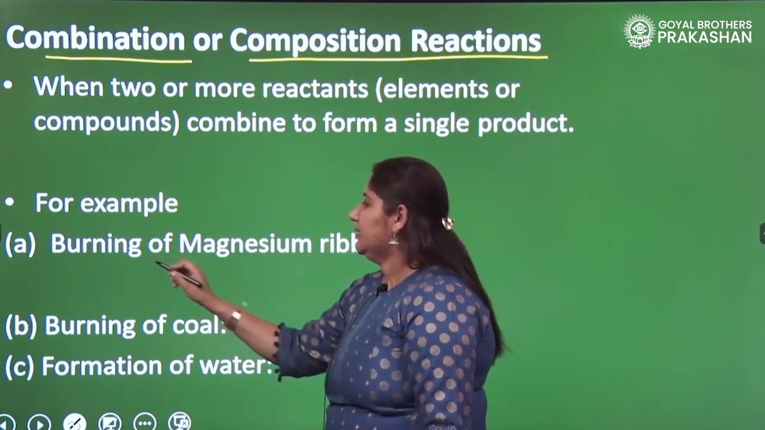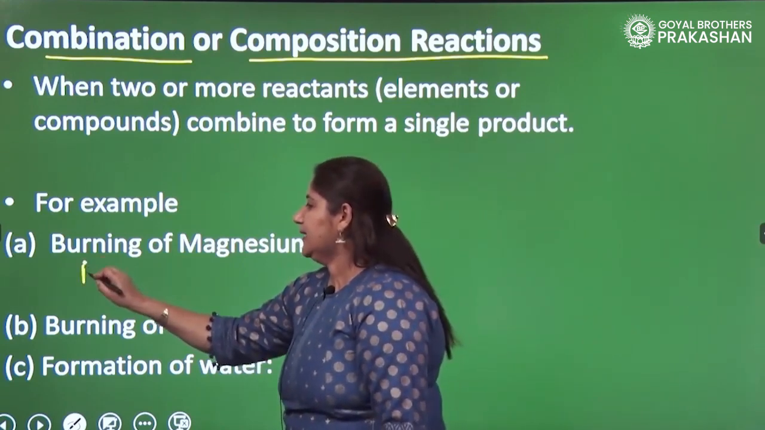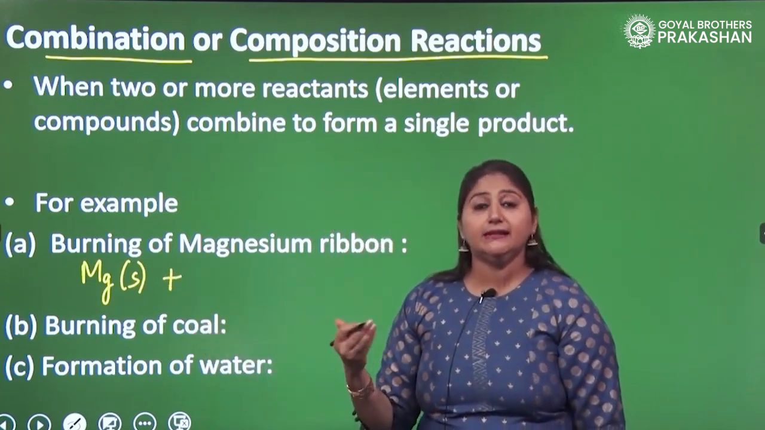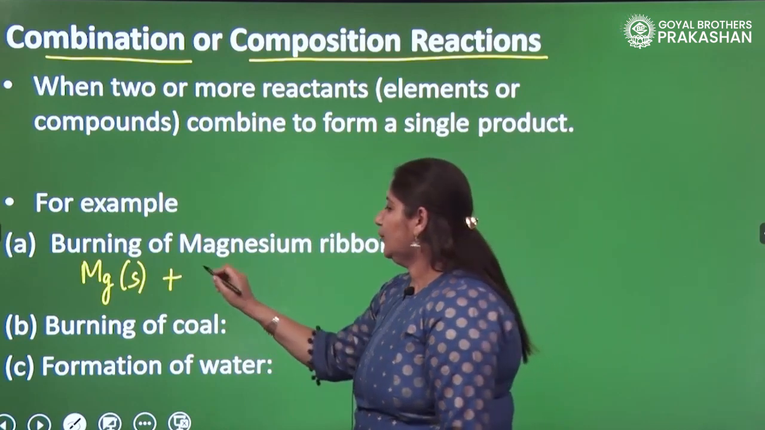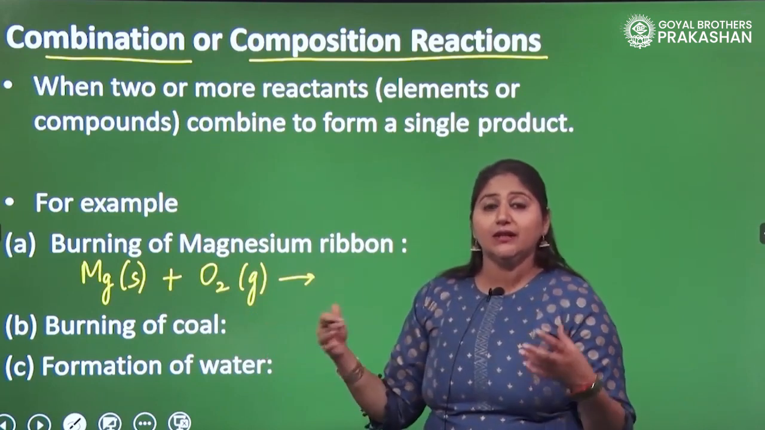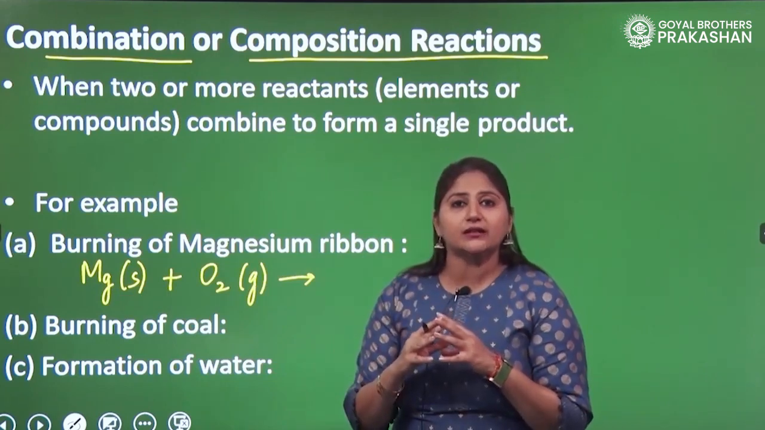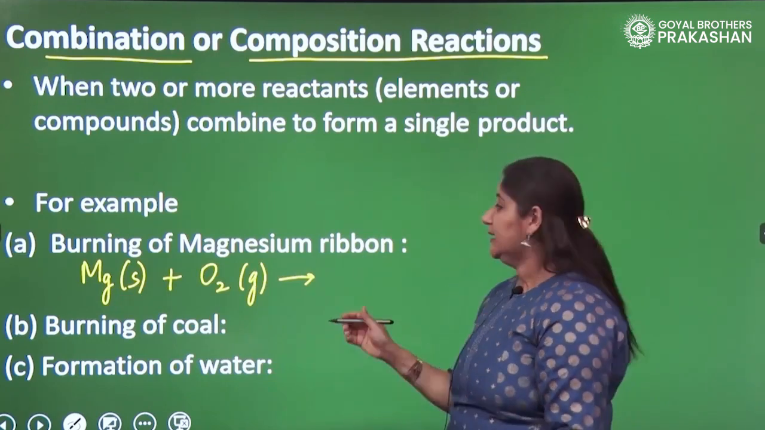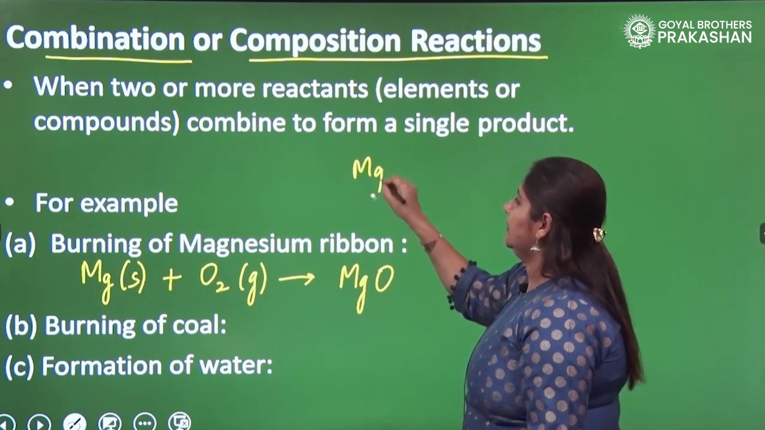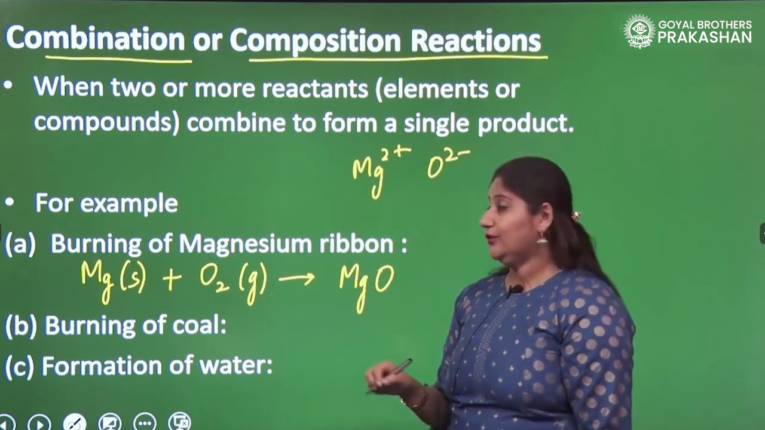If we talk about burning of magnesium ribbon, what happens, children? Magnesium ribbon is Mg, solid. And when we burn magnesium ribbon, it takes place in the presence of oxygen, right? So, O2 is required for the process. When magnesium reacts with oxygen, magnesium is combining with oxygen to form a combined product. And what is that combined product, children? It is MgO. Why? Because magnesium has a 2 plus charge and oxygen has a 2 minus charge. So, when you crisscross their valencies, you get MgO.